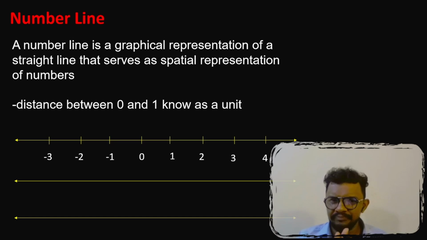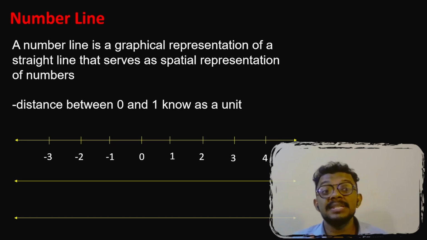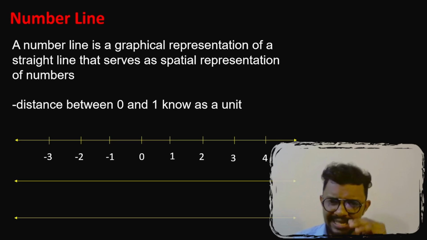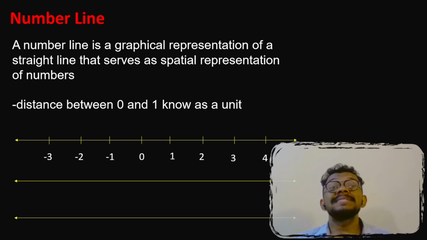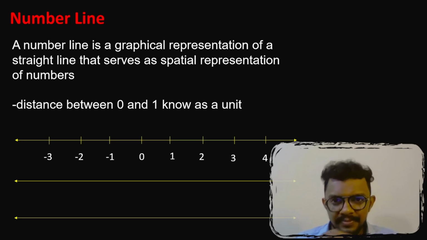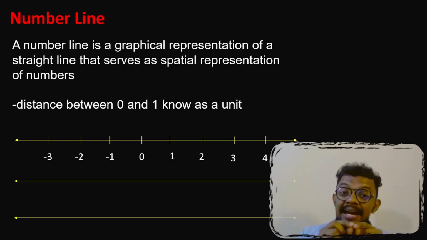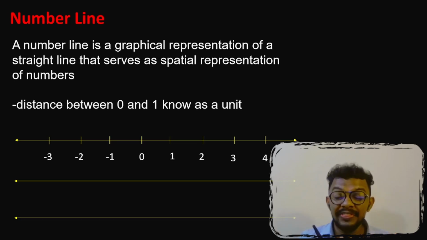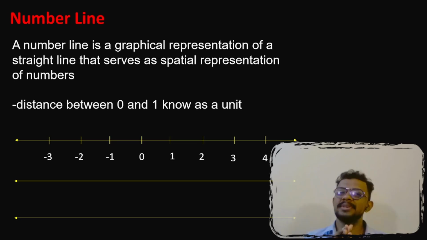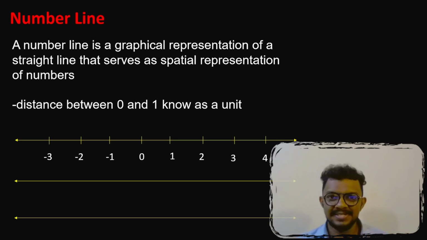What is a number line? Learn it. A number line is a graphical representation of a straight line that serves as a spatial representation of numbers. In short, a number line is a graphical representation of real numbers. That's what a number line is. How can we represent real numbers on a line, on a graph? That's what a number line is.